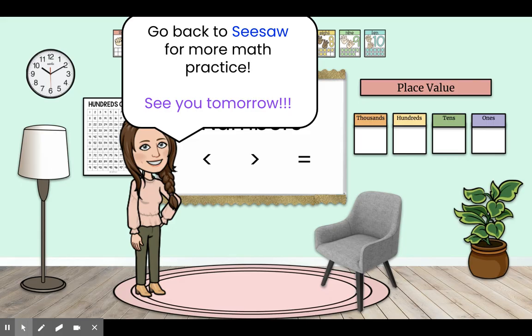Remember, when you're comparing numbers, identify the number in standard form. That's a good trick or tool for you when comparing numbers.